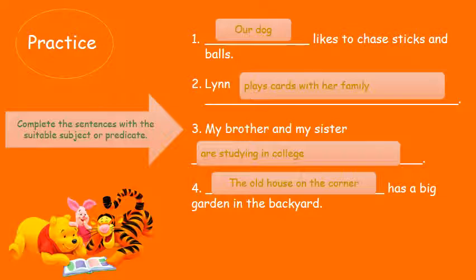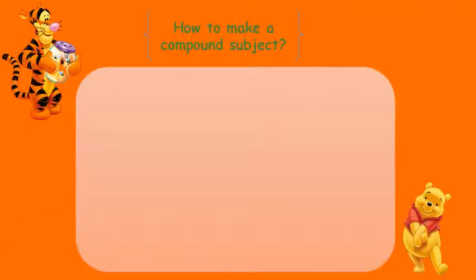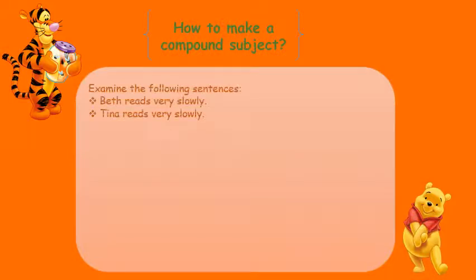Okay, so I think now it's clearer for you to complete the sentences with subjects or predicates. Let's move on. Now, how to make a compound subject. Now, it's time for you to make a compound subject. How? I'm going to tell you how to make a compound subject. First of all, let's examine the following sentences. Beth reads very slowly. Tina reads very slowly.